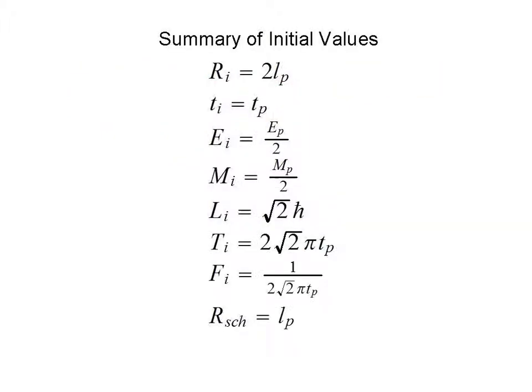So let's summarize the initial values. The initial radius was 2 Planck lengths. The initial time, the Planck time. The initial energy, the Planck energy divided by 2. The initial mass, the Planck mass divided by 2. Initial angular momentum, square root of 2 times h bar. The initial period of rotation, 2 times the square root of 2 times pi times the Planck time. The initial frequency, 1 over that value, and the initial Schwarzschild radius was 1 Planck length.